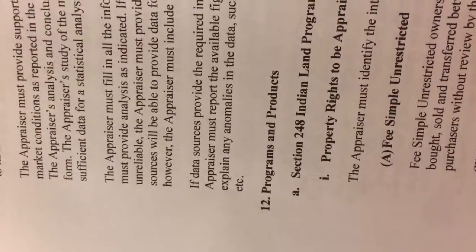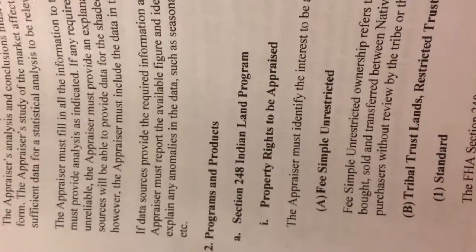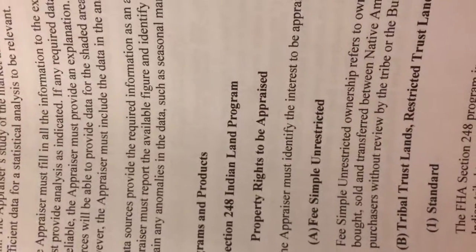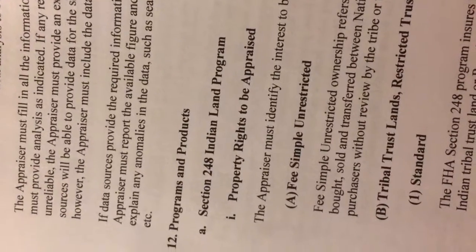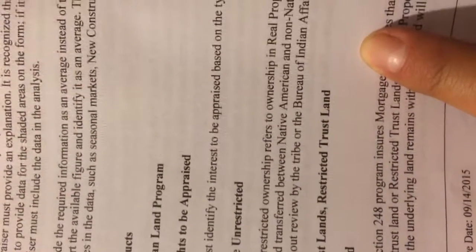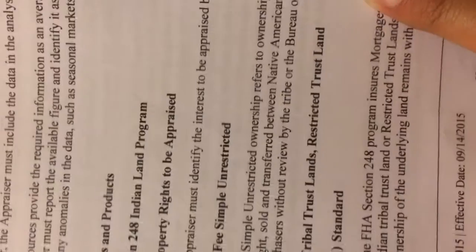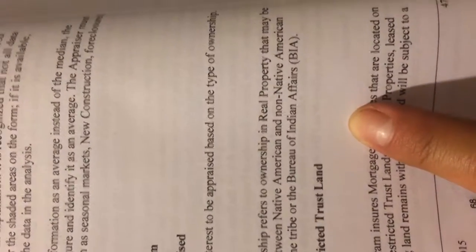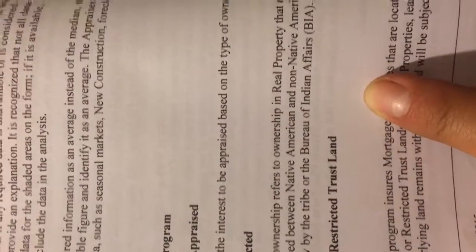12. Programs and products. Section 248, Indian Land Program. Property rights to be appraised. The appraiser must identify the interest to be appraised based on the type of ownership. A. Fee simple unrestricted. Fee simple unrestricted ownership refers to ownership in real property that may be bought, sold, or transferred between Native American and non-Native American purchasers without review by the tribe or the Bureau of Indian Affairs, BIA.